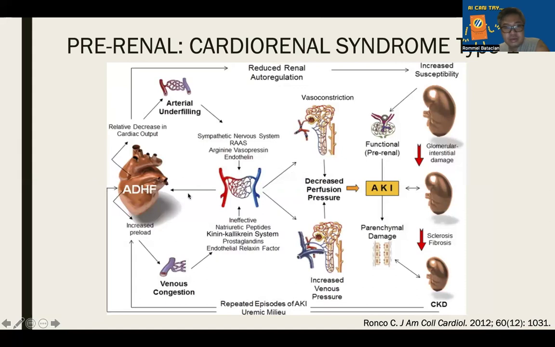So, an example would be acute decompensated heart failure, where there's underfilling and activation of the sympathetic and the RAAS that leads to the efferent arteriolar vasoconstriction, and then there's an increased venous pressure leading to decreased perfusion pressure leading to AKI.